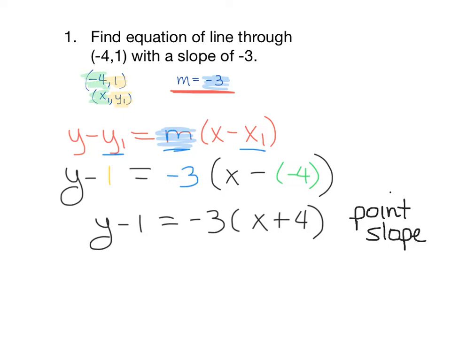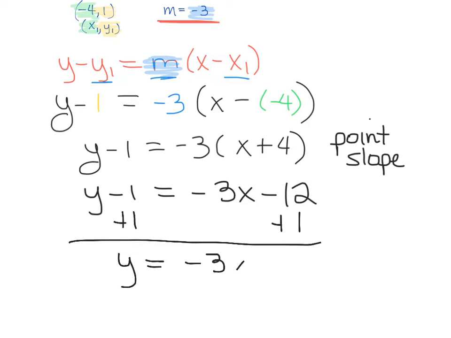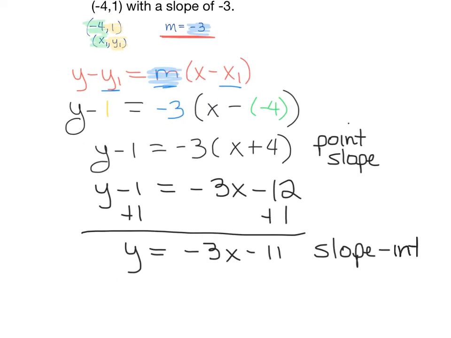From this point, to get it either into slope-intercept or standard form, I need to distribute. So I'm going to distribute the -3 to the x and to the 4. And then if it asks for slope-intercept form, I would just add the 1 and get y equals -3x minus 11. And this is now slope-intercept form, which is y equals mx plus b.